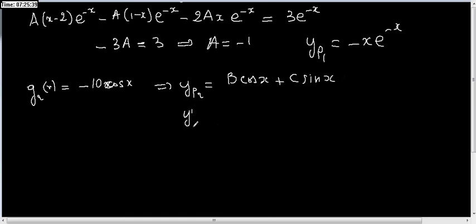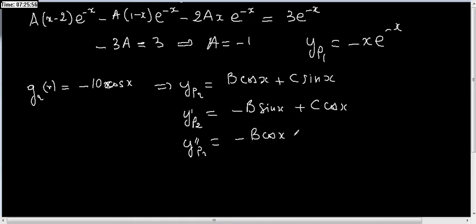Y prime p2 will be minus b sine x plus c cos x. We differentiate again, y second p2 will be minus b cos x, and then minus c sine x. Then we have to substitute in the equation and compare the coefficients.